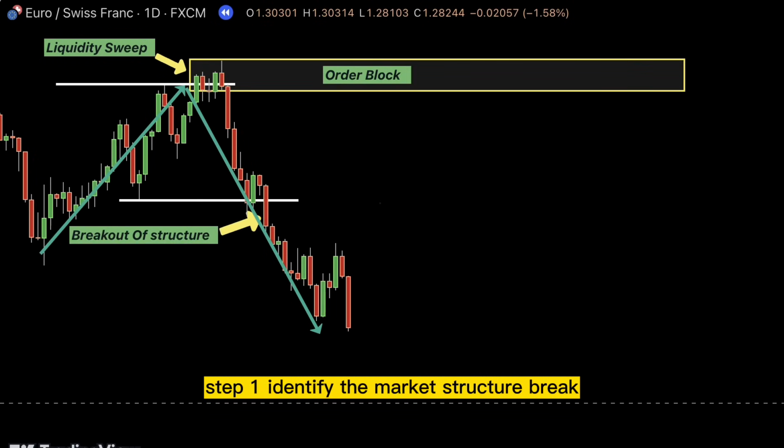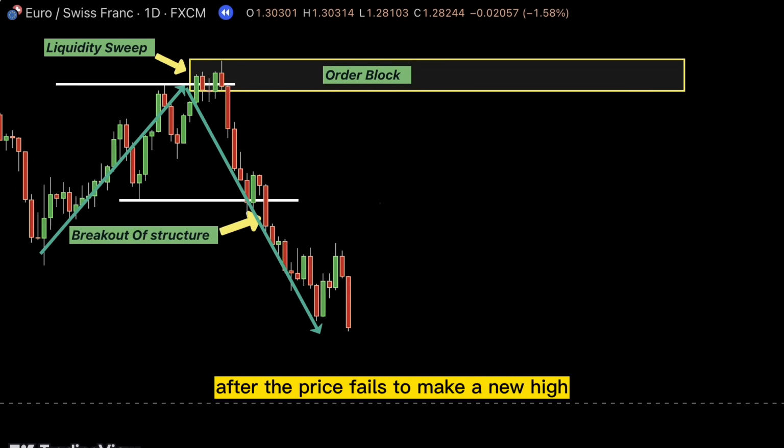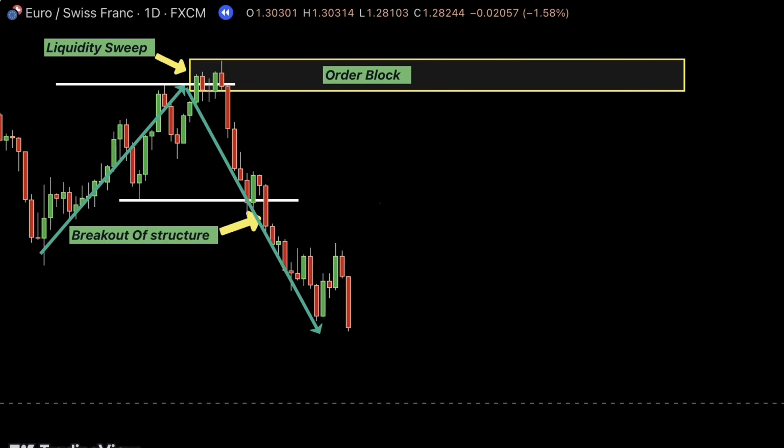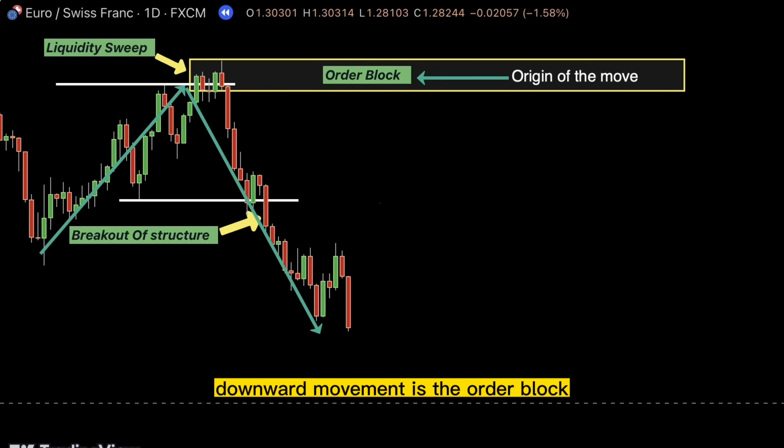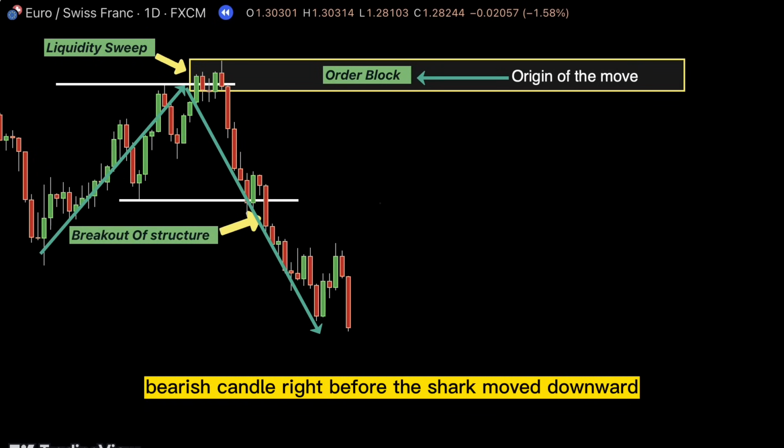Step 1. Identify the market structure break. After the price fails to make a new high, it reverses and breaks the most recent higher low, confirming that the market structure has shifted from bullish to bearish. Step 2. Find the origin of the move. The origin of this strong downward movement is the order block, where smart money likely entered short positions. This area is often represented by a large bearish candle right before the sharp move downward.